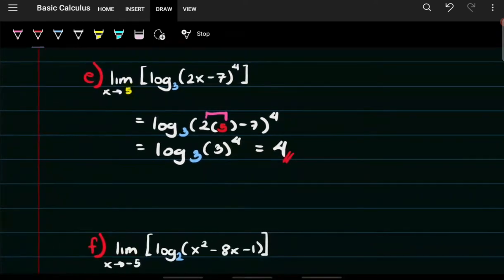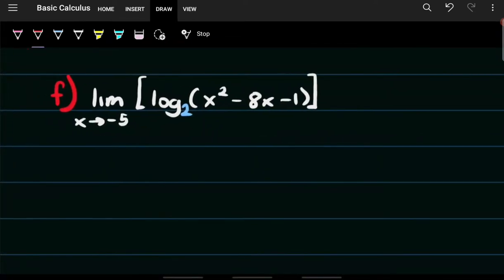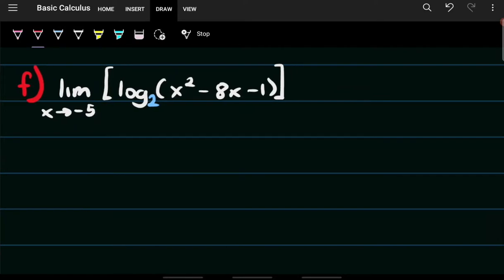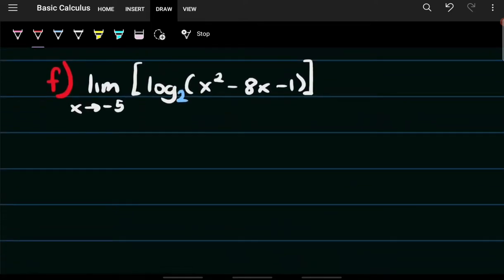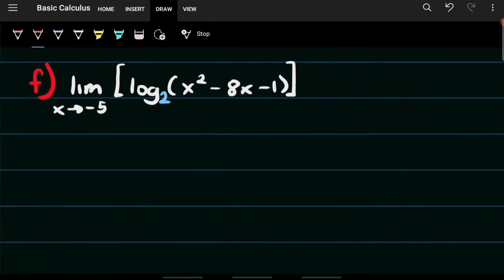And that's it. So, here's our additional example. Guys, again, please try to pause this video and try to answer example letter F. I think that's our last example for logarithmic function.